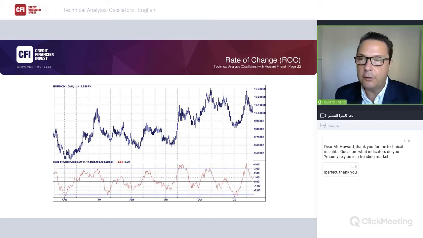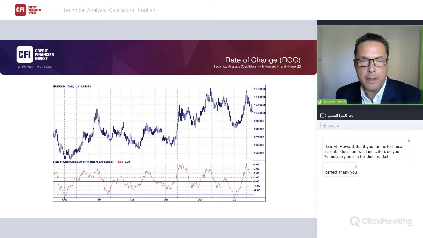This is euro against the Norwegian kroner. Daily chart. This is the 20 period rate of change. And we see quite wild oscillations. Markets trending a little bit higher, a slightly shallow uptrend. But again, as with the previous example, lots of big counter trend swings.